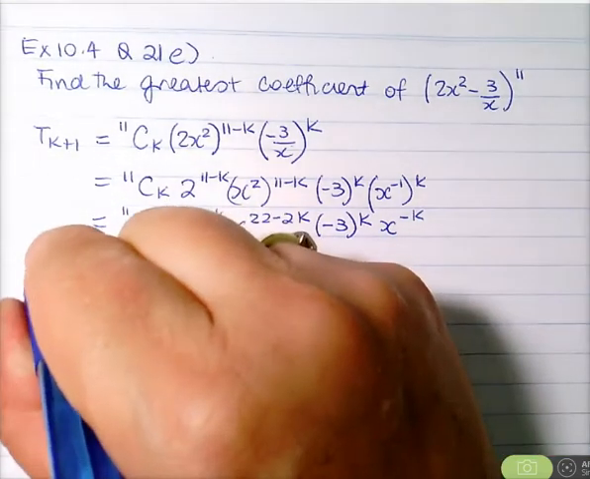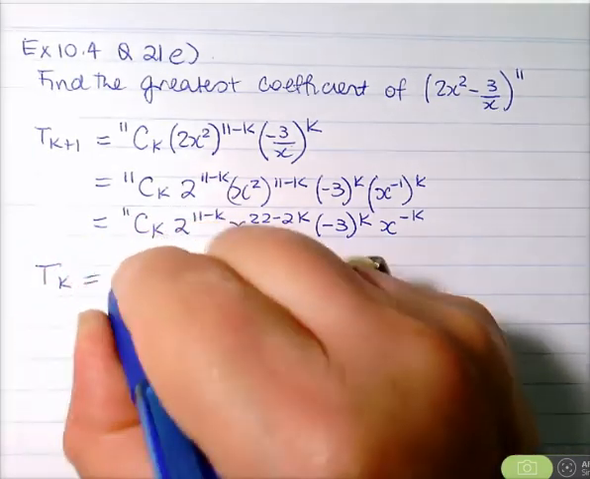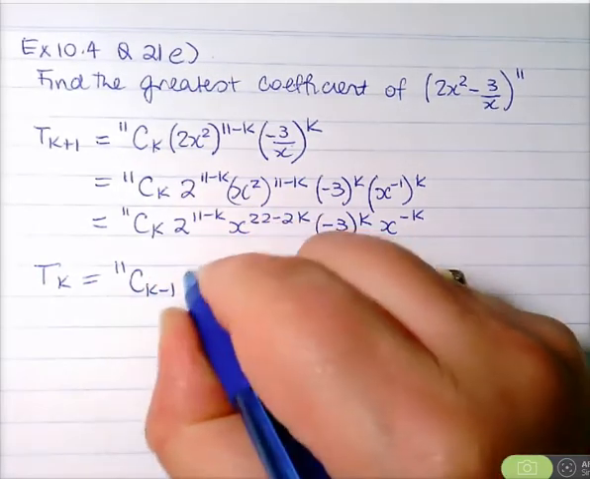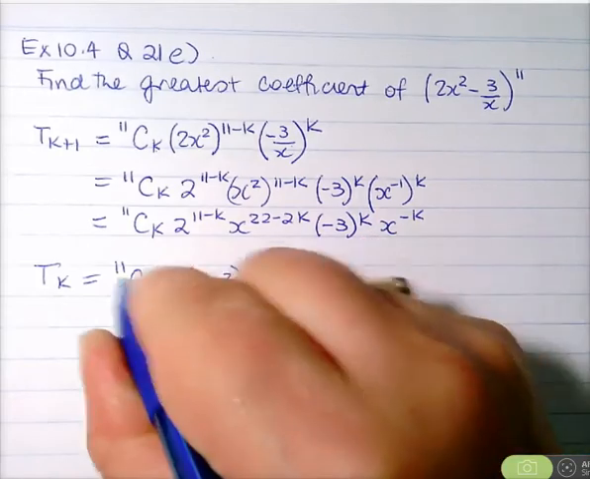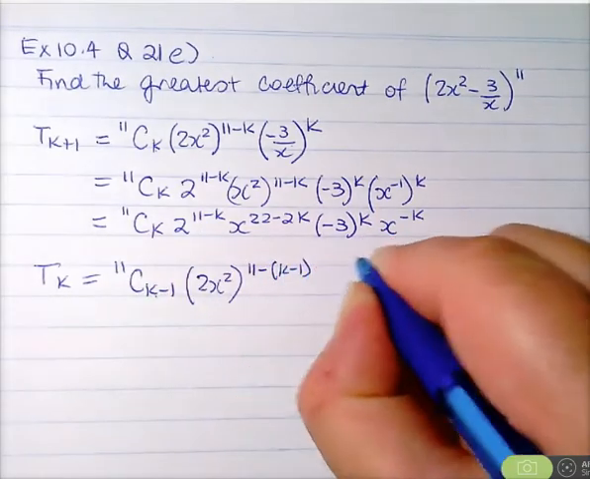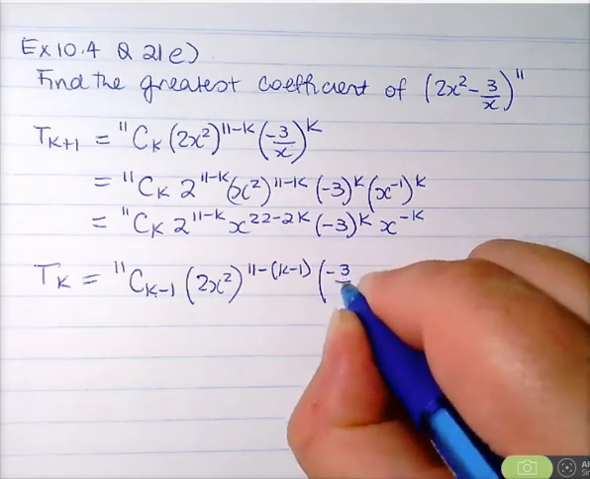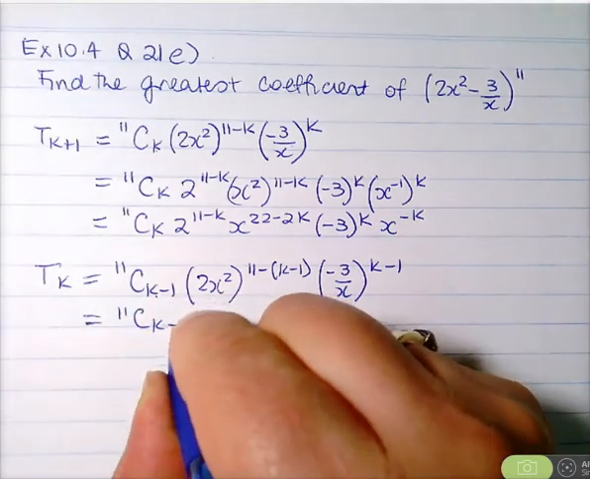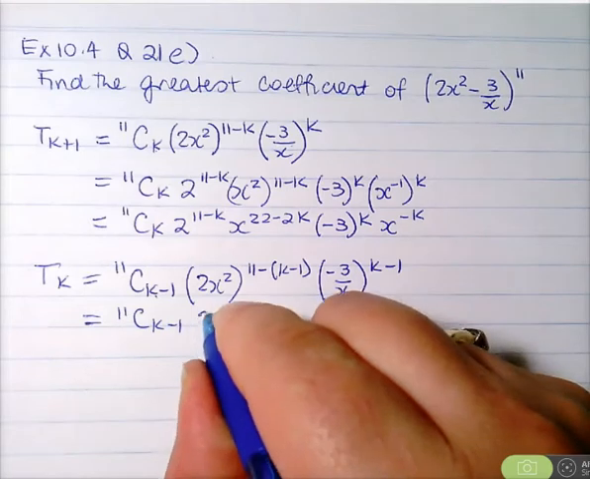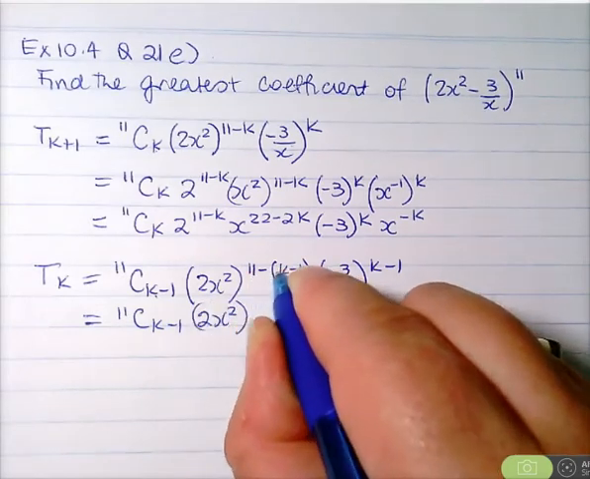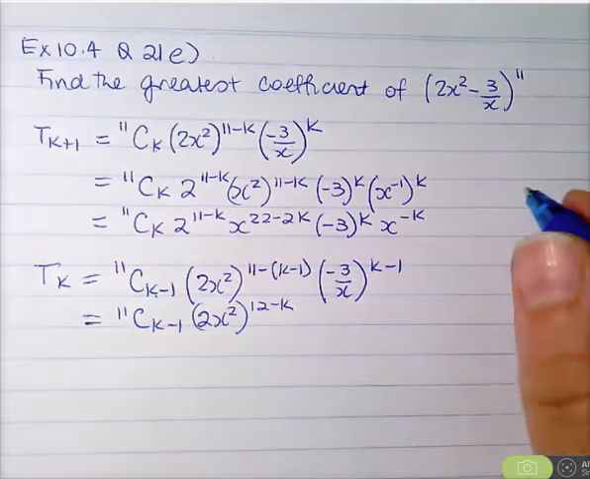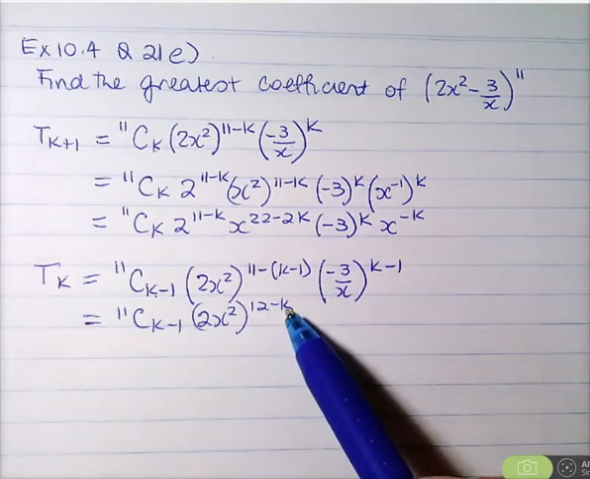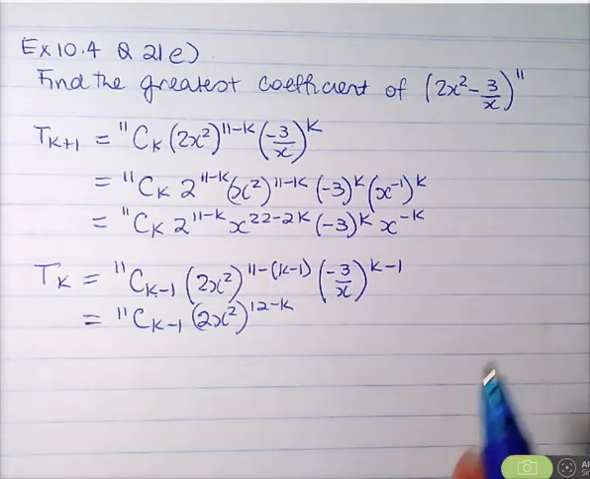Okay, now for the kth term, so t to the k. Now notice the k plus 1 is 1 higher than this k here, so it'll be 11C(k minus 1). 2x squared to the 11, it'll be that minus that, 11 minus (k minus 1). And we've got negative 3 on x to the k minus 1. So that will be 11C(k minus 1). We've got 2x squared again to the power of 11 minus k plus 1, so it's 12 minus k. Just be very careful there. It really is very easy to make a mistake, and a lot of people will write 10 minus k here. So it's 11 minus k plus 1, which is 12 minus k.